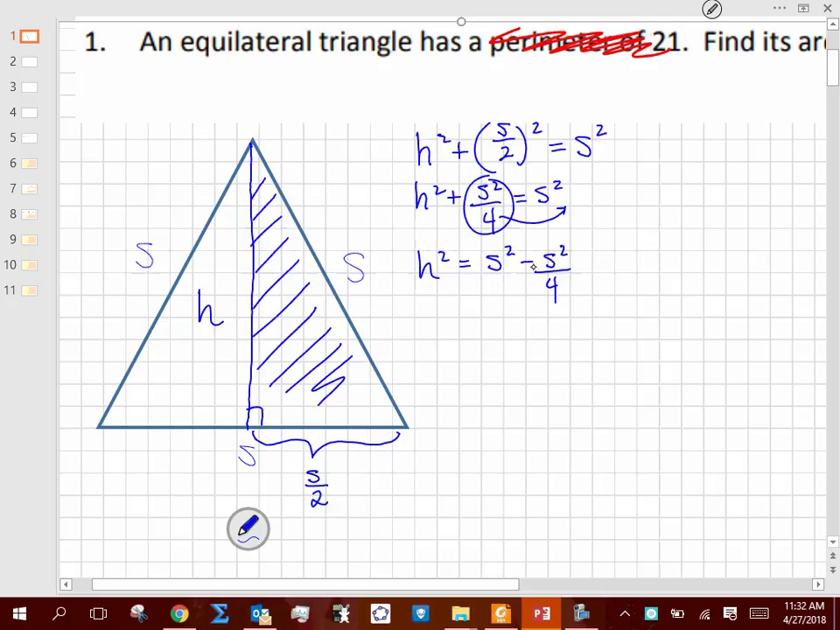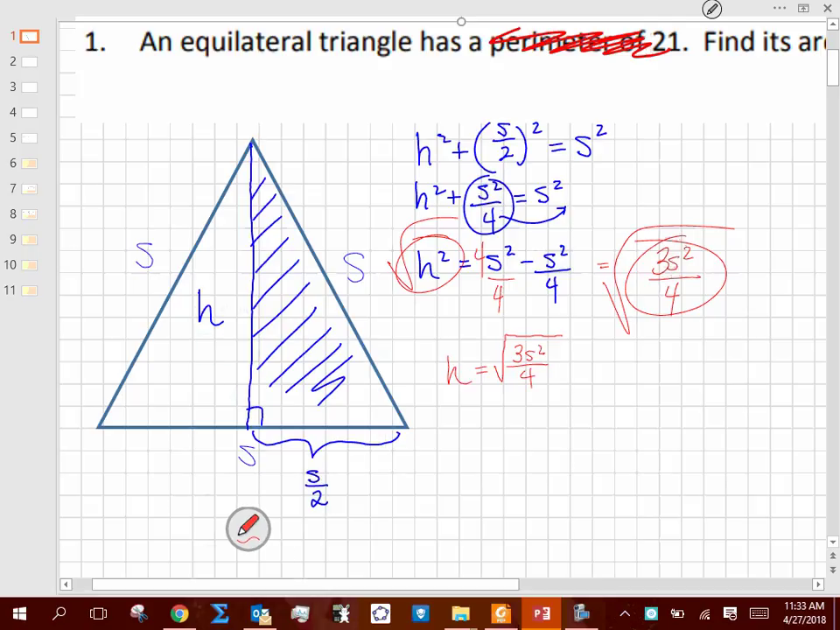What do I need to be able to subtract these things? Common denominator. So it's going to be a 4, right? And isn't the top going to be a 4? So that's going to give me 4 minus 1 gives me 3 S squared all over 4. And that should be what H squared is equal to, right? So if I take the square root of both sides, square root the H squared, and then square root this thing, okay? Well, when I square root, I'm going to write it in its entirety first. So that's what I have.